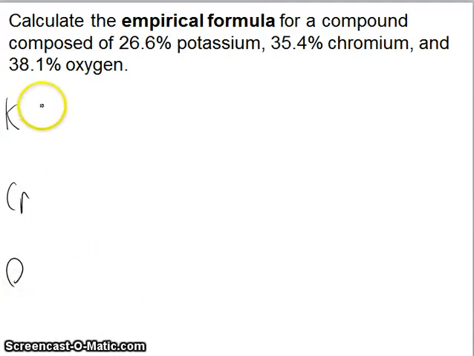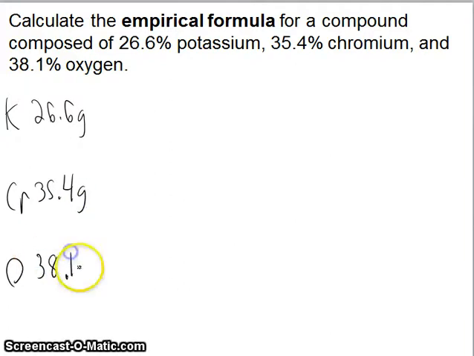The first step is to change your percent to mass. Well, that's easy enough. We're just going to change the percentages to masses by changing the sign. So your chromium at 35.4% becomes 35.4 grams, and your oxygen 38.1 grams. That's easy enough. The second step is change these masses into moles.